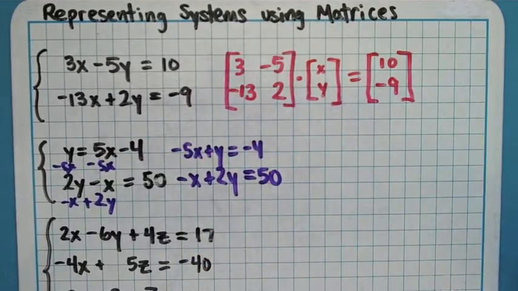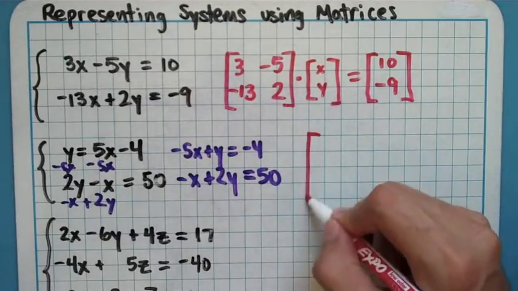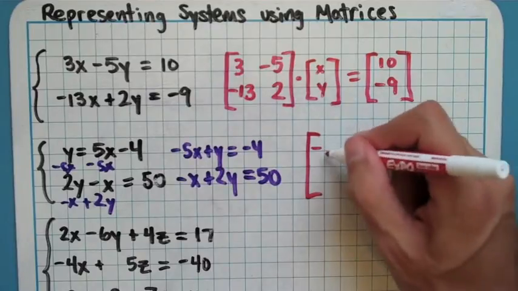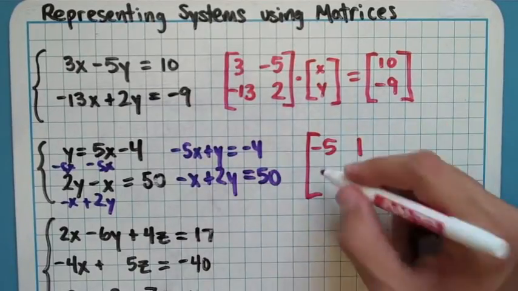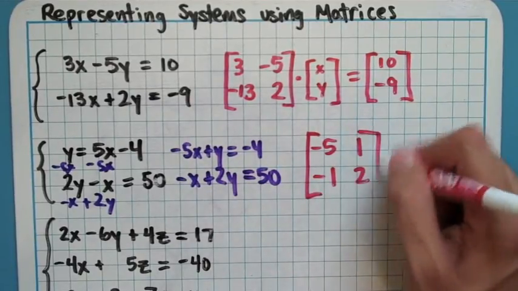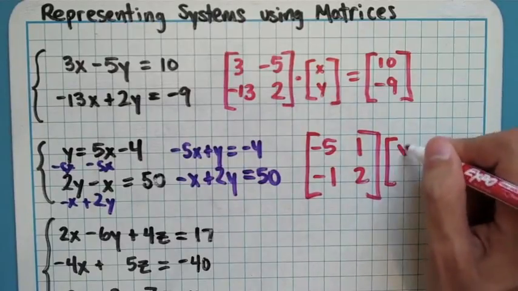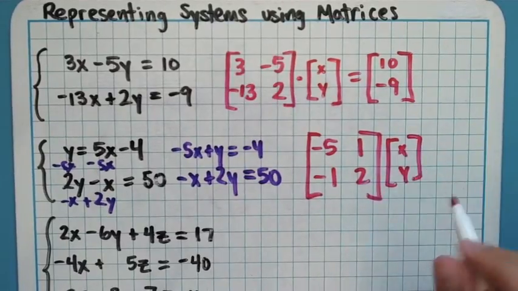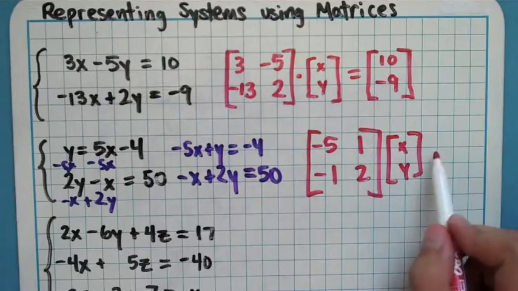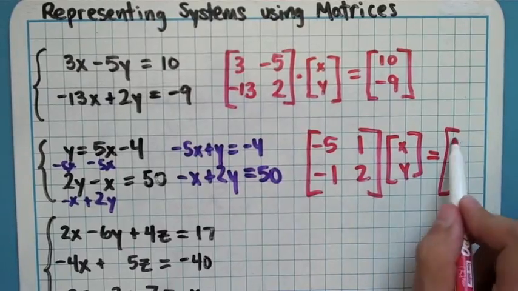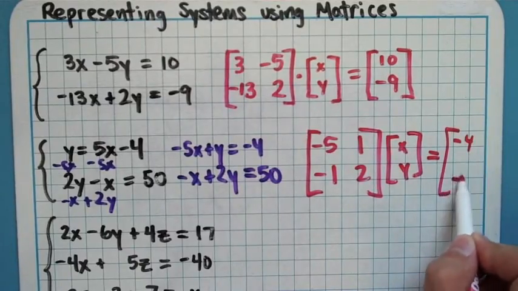And now I'm good to go with turning it into a matrix equation. First matrix is my coefficients, negative 5 and 1. Then I have negative 1 and 2 right here. I have my variables, x and y. And if you do your karate chop, you get back to here, equals my answers on the right side.